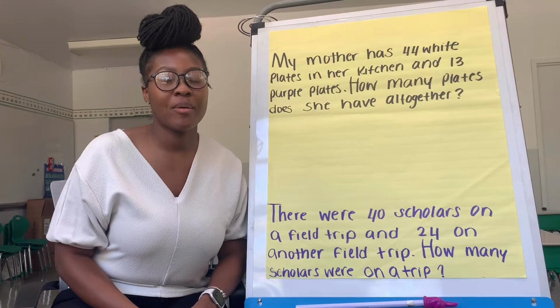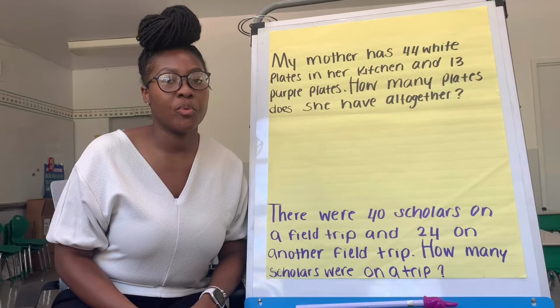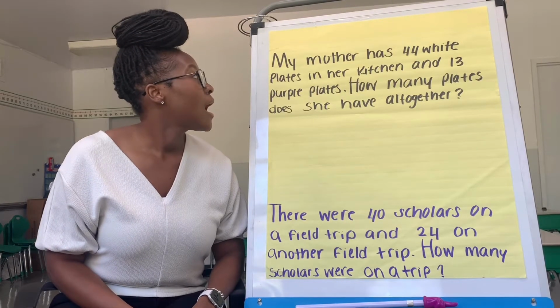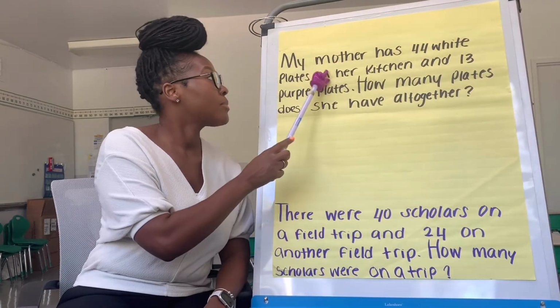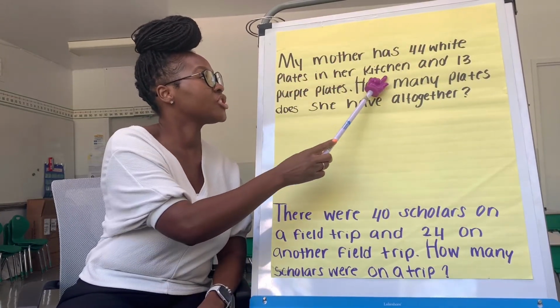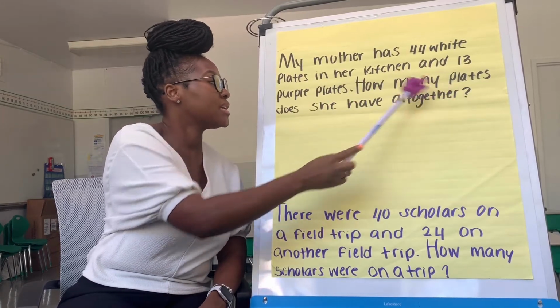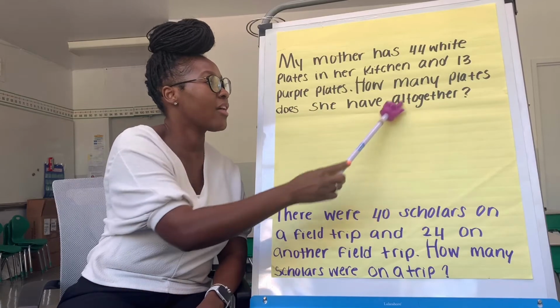Today's story problem, and thinking about how we're going to represent with the numbers that we know and the numbers that we're trying to figure out. Eyes on the story problem. My mother has 44 white plates in her kitchen and 33 purple plates. How many plates does she have all together?